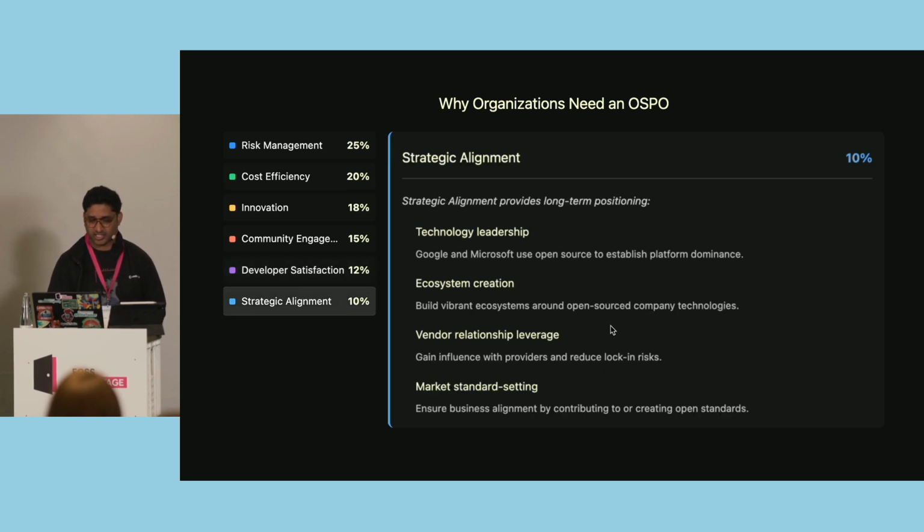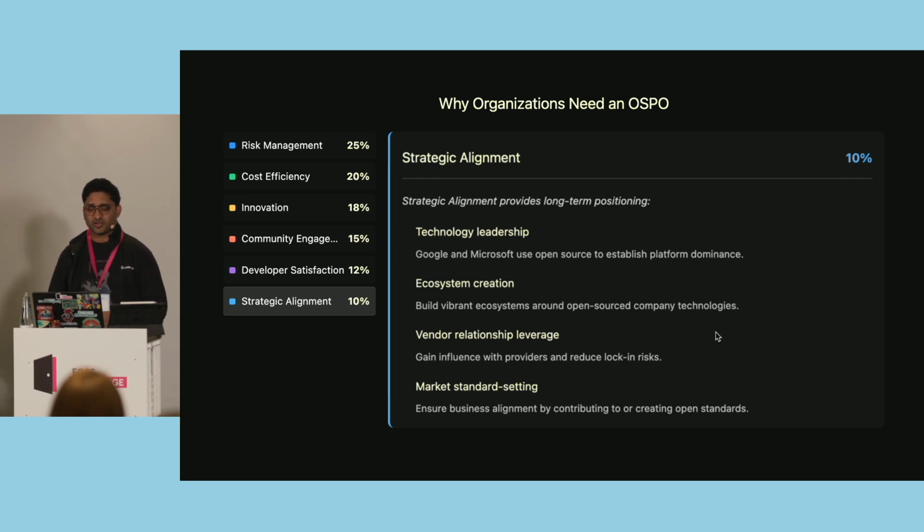And the sixth segment is long-term positioning. Strategic alignment provides long-term positioning. The first one is technology leadership. Companies like Google and Microsoft use open source to establish platform dominance, which should not be the goal.